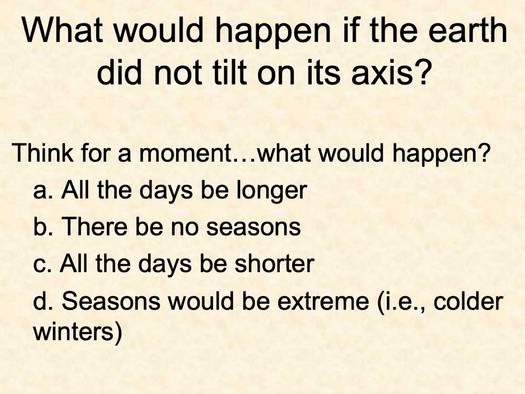The tilt affects not only how high the sun is in the sky. What else would be different if the Earth was not tilted on its axis? I actually already mentioned it. The correct answer is that there would be no seasons. If Earth were not tilted, the climate would be the same all year around. We'll look at why in a bit.